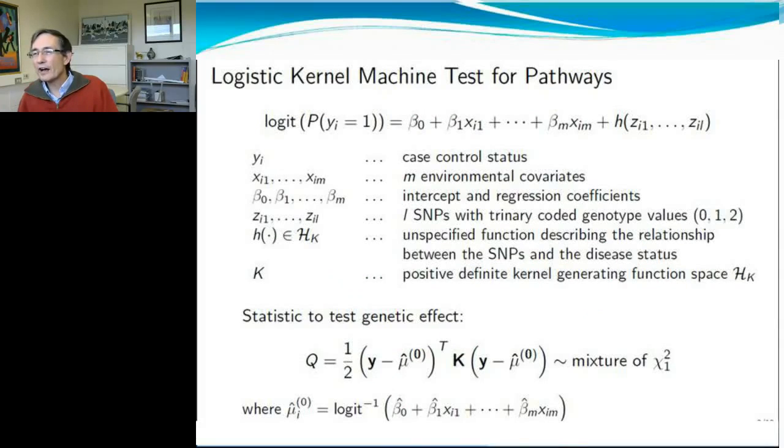Moving forward in time, we've been working with our collaborators in Germany. They've been driving the development of logistic kernel machine test approaches. These approaches first adjust for covariates, which is what these regression coefficients, beta 1 to beta m, are doing. And then there's a linear kernel, the H component, which seeks to identify the set of variants that optimally separate cases and controls.